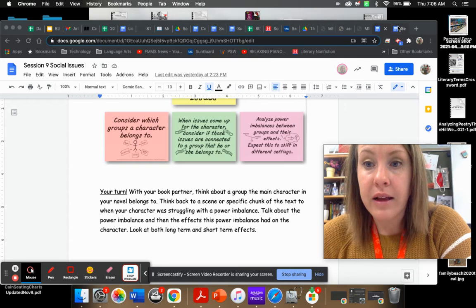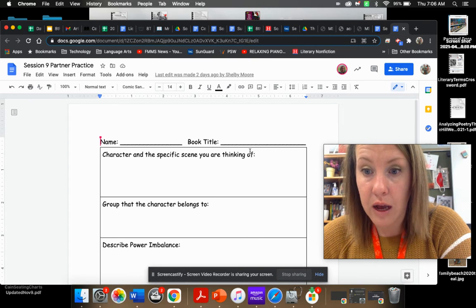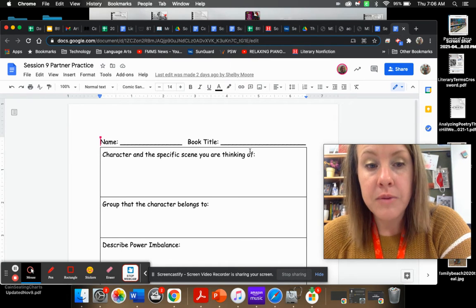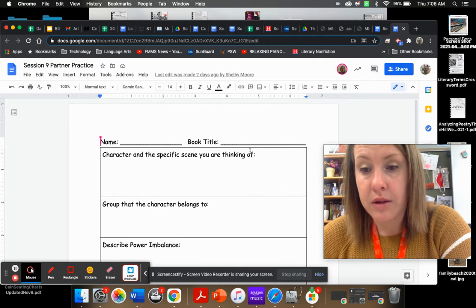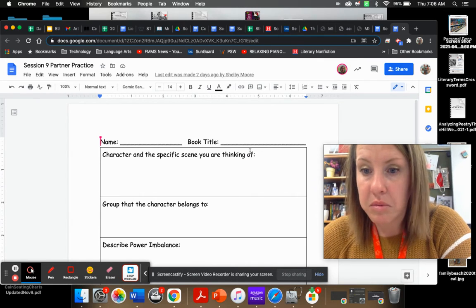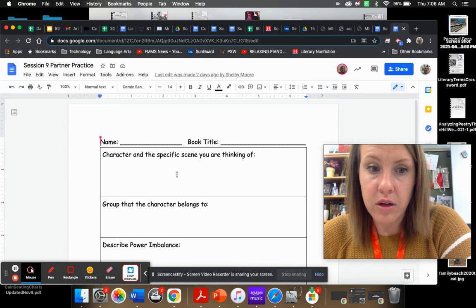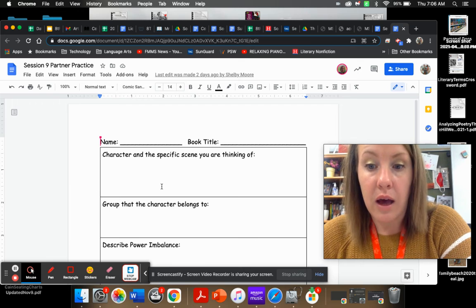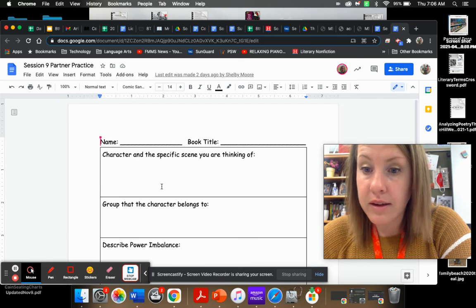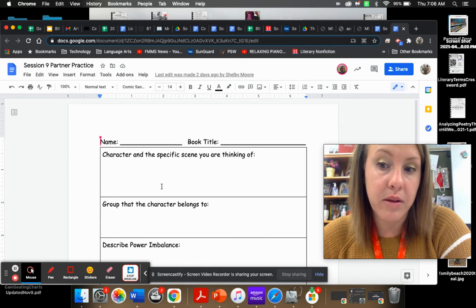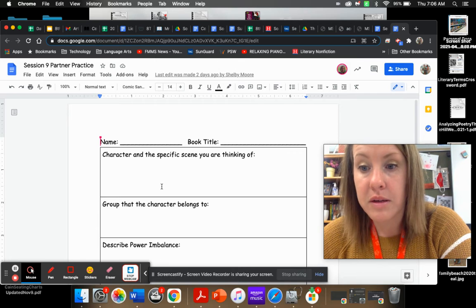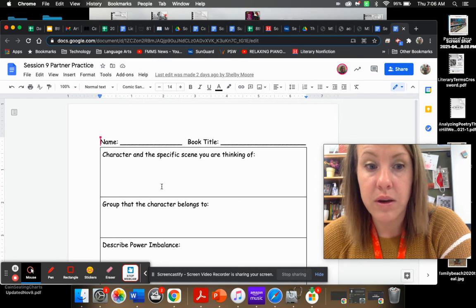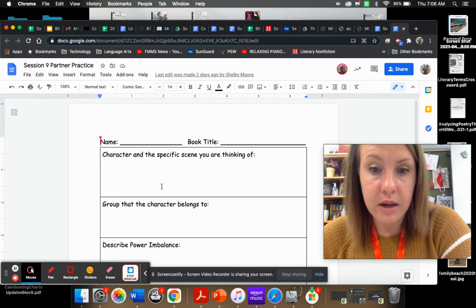So in class, we're giving you a paper version of this, but if you're online, I'm sharing this to you, and you'll just make a copy of it and email it to me, okay? So here's where you're going to look at the character and the scene that you're thinking of. Okay, so something in your book, whether it be something violent, whether it be something intense, whether it be a turning point, whether it be some kind of trouble that your character gets into, whatever it is, look at the character and the specific scene that you are thinking of, okay?